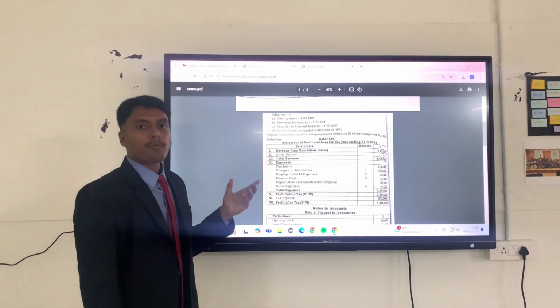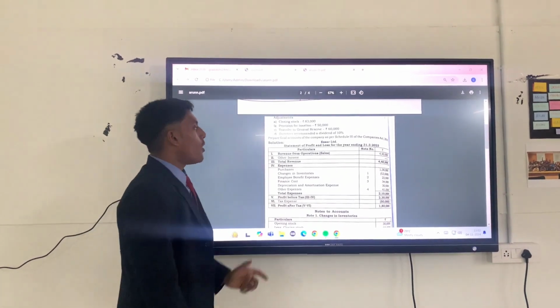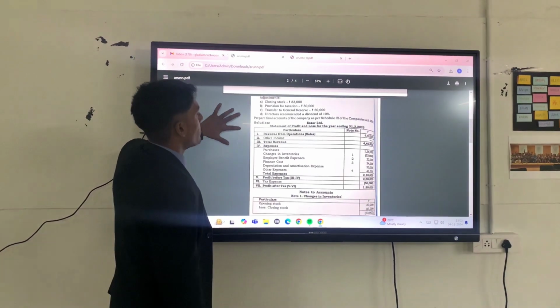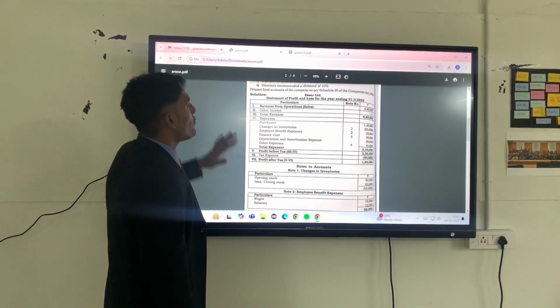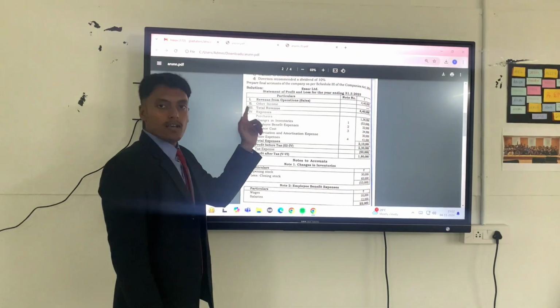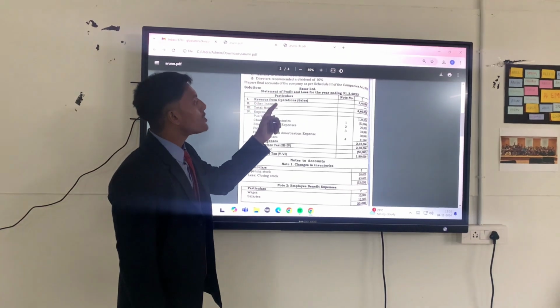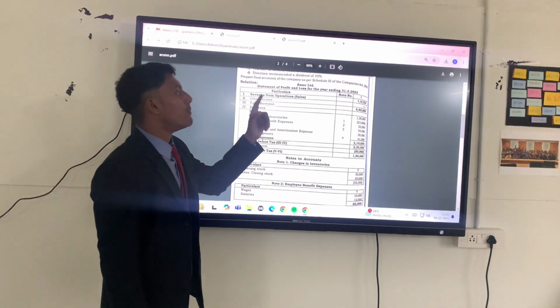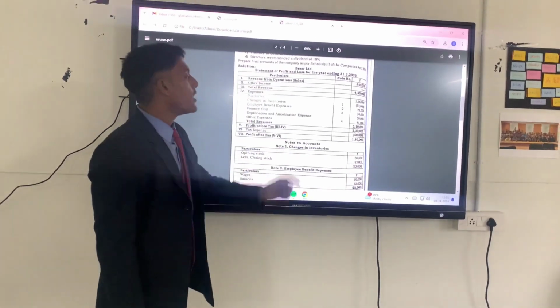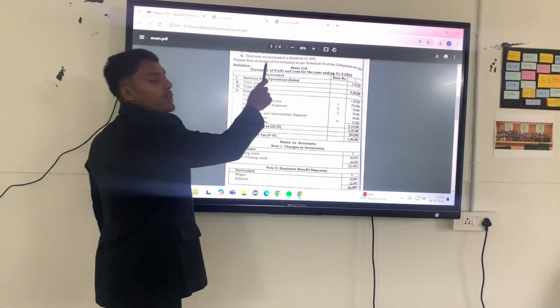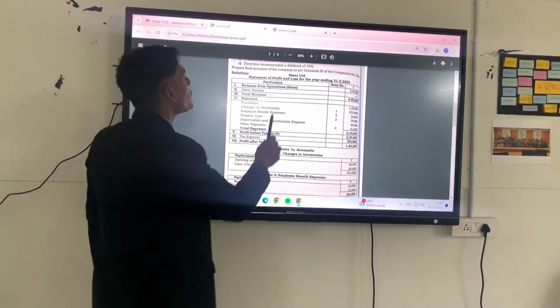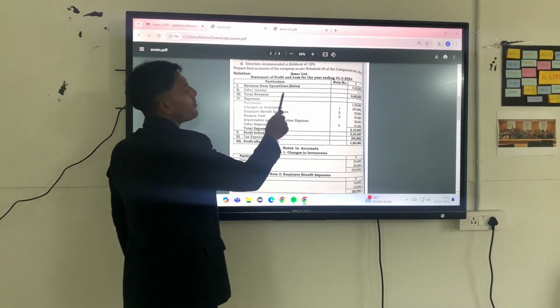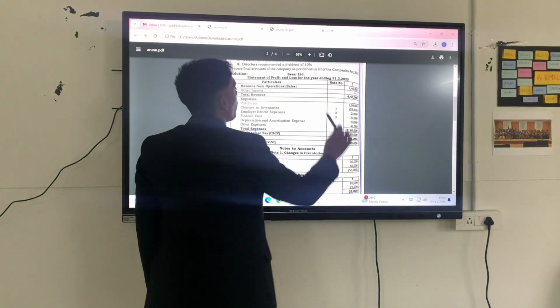First of all, we can prepare the profit and loss account. For that, you have to give the heading Statement of Profit and Loss for the year ending 31st March 2023. It should be at the top of the profit and loss account. Then there should be three columns: the first one is the particulars column, then the note number and the amount column.